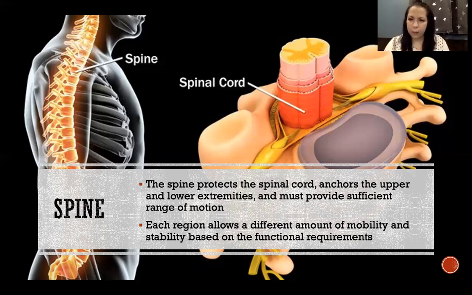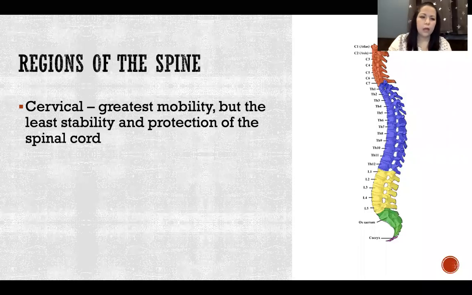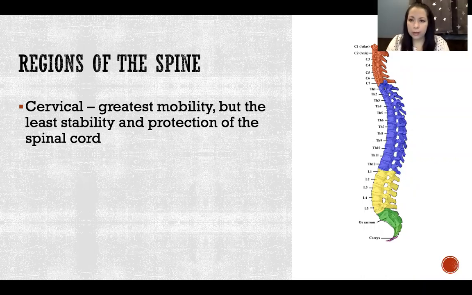At each level of the spine, we have a different sort of healthy balance between mobility and stability. So in the cervical region, we have the greatest amount of mobility because we need to be able to turn the head in all directions. So we have the greatest amount of mobility in the cervical spine, and that comes along with the least amount of stability and protection of the spinal cord.